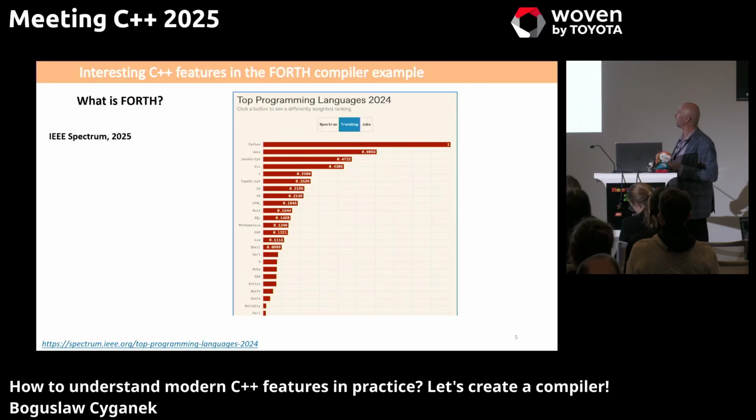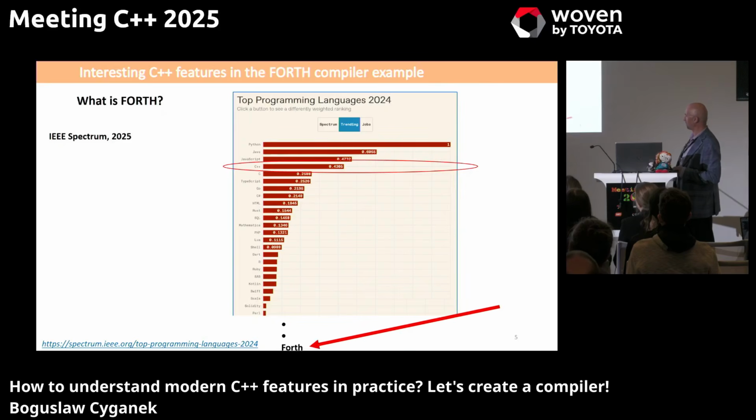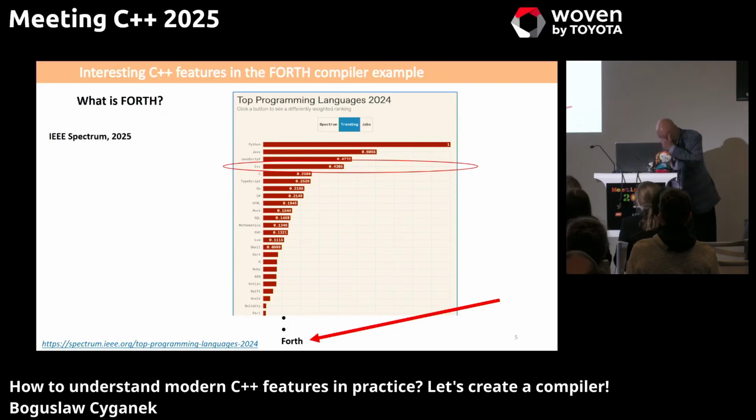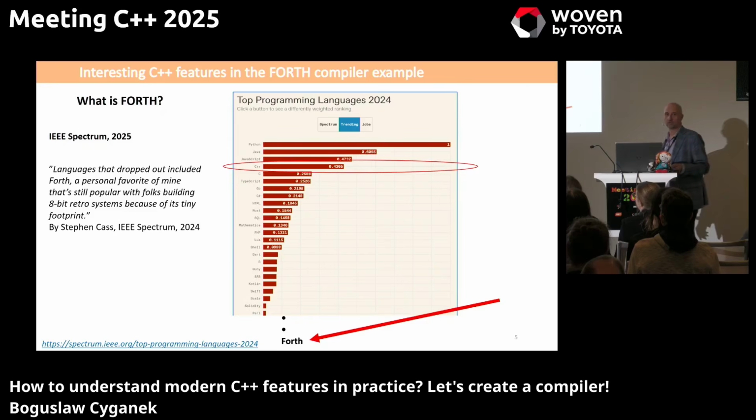So where is Forth? If C++ is somewhere here on this IEEE Spectrum magazine ranking list, Forth is low, somewhere below that. But Stephen Cass, who maintains this ranking list, wrote: languages that dropped out included Forth, a personal favorite of mine. That's still popular with folks building 8-bit or retro systems. But I will show today that it can be used in modern systems as well, under certain circumstances.